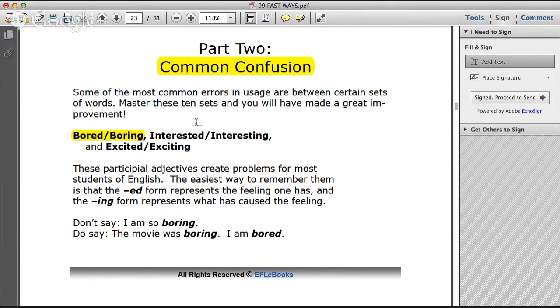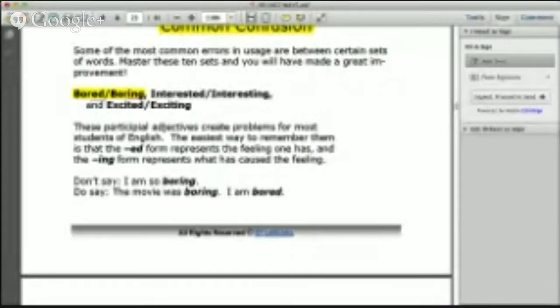But I want to take a look at them one by one and see what kind of questions you have. Now the thing is, with these words here, with adjectives that end with an ed or an ing, it all depends on the ending. The ending means something different.